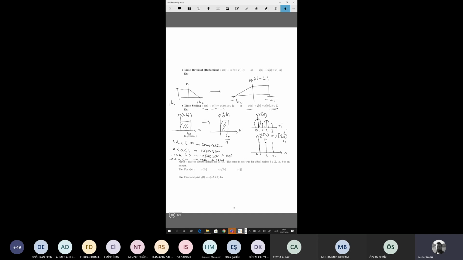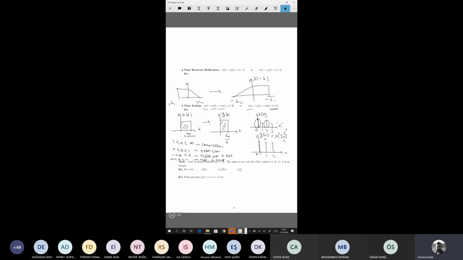Well, here we have a note. X of at is defined for a being a real number. So in x of at, since I have a continuous signal, my scaling factor a can be a real number. On the other hand, for discrete time signals, so I have y of n equals x of bn, my b must be an integer. So b is an integer in the discrete case.